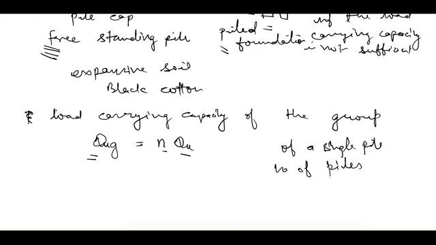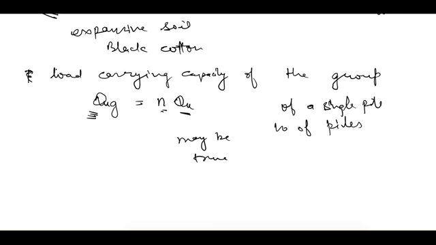So you say that the ultimate pile load capacity of this group should be equal to the number of piles times the pile capacity of a single pile. Then it may be true, or it may not be true. So we introduce one more term here, that is group efficiency.